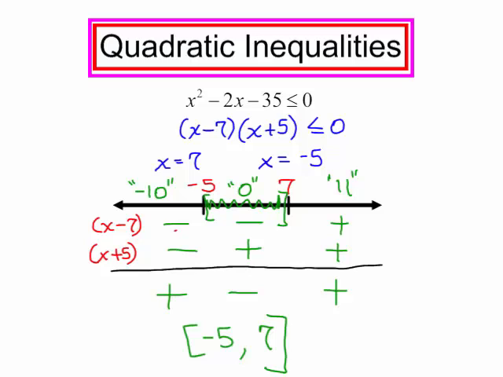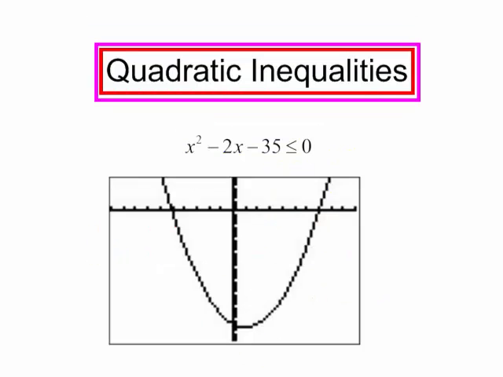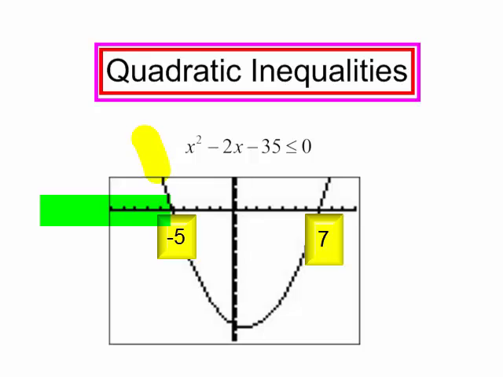Now, let's do the same problem by using our graphing calculator. I would get this parabola. It does cross the x-axis at negative 5, which was a boundary number, and at positive 7, which was a boundary number. Now notice, from all the x's from negative infinity up to negative 5, my graph, my y's, are above the x-axis. They're positive. And then from 7 to infinity, the graph is above. Those answers from negative infinity to negative 5 and from 7 to infinity are greater than or equal to.